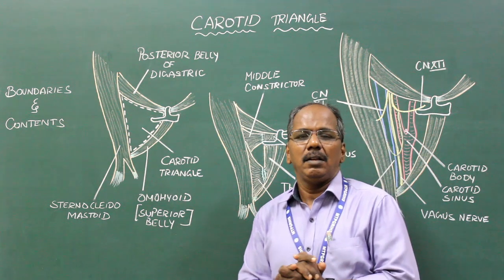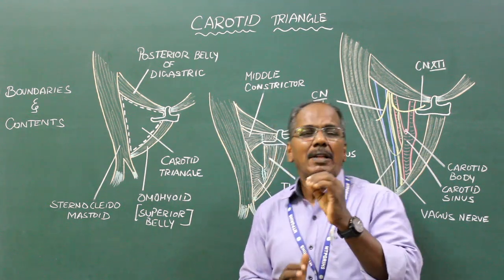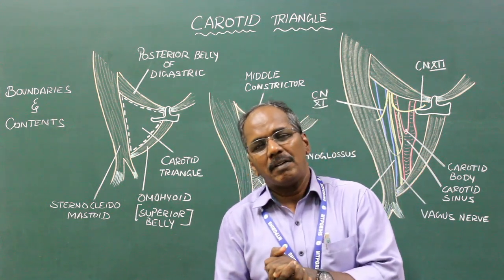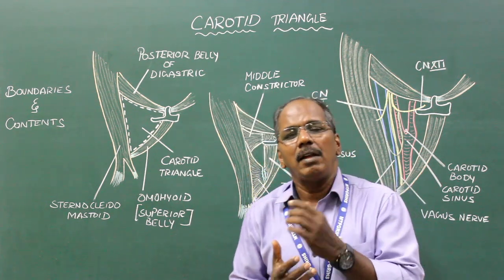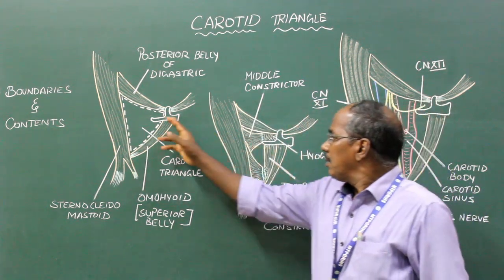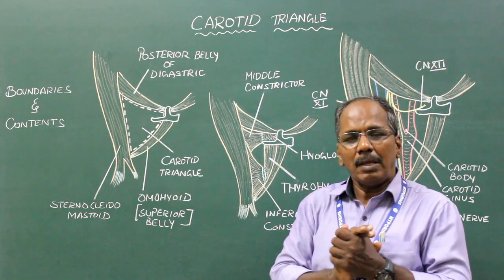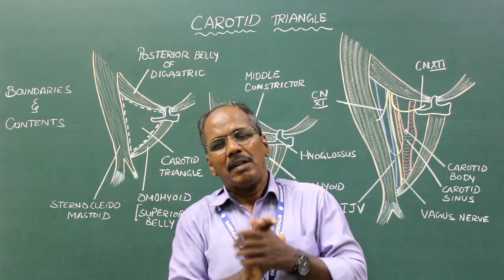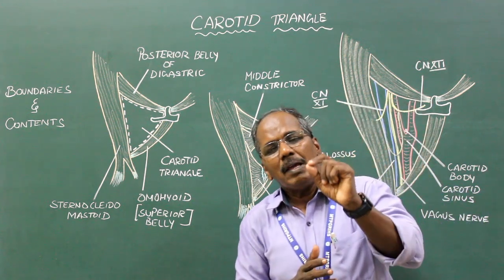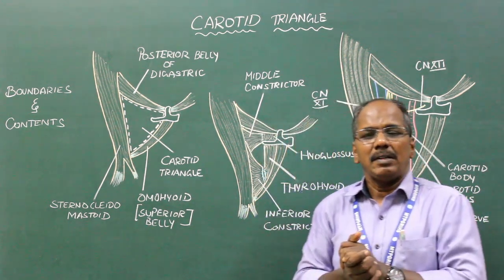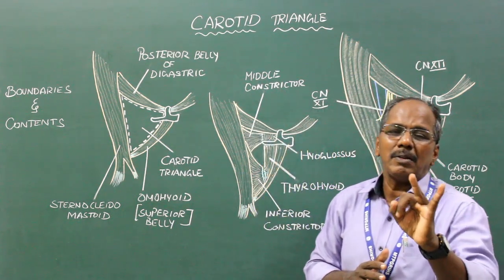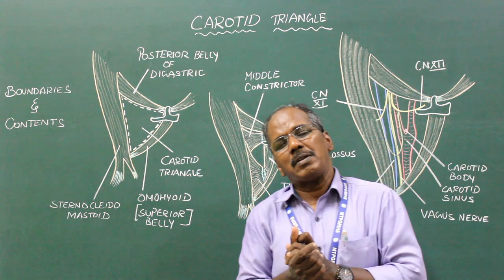Carotid triangle. Carotid triangle is one of the subdivisions of the anterior triangle of the neck. It is so called because it contains three major carotid arteries, that is common carotid artery, external carotid artery and internal carotid artery.